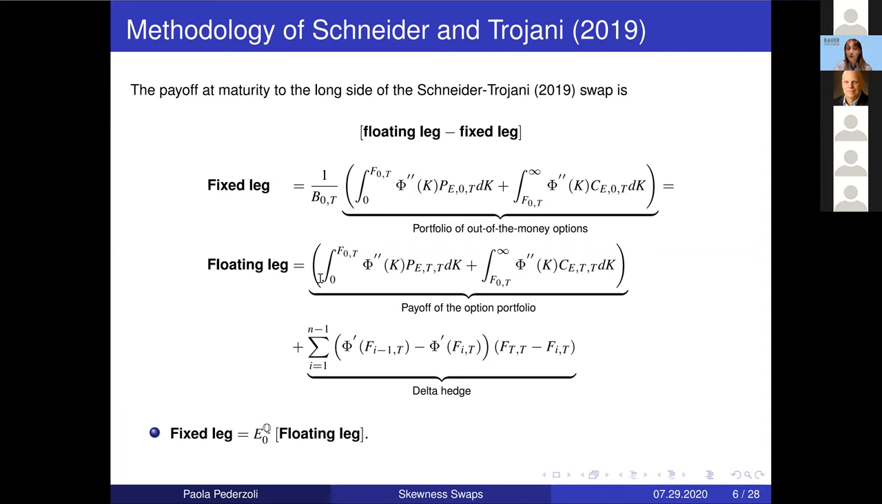And then the floating leg is realized at maturity, and is equal to the payoff of the same option portfolio plus a delta hedge in the underlying forward. So the swap has zero market value at entry, because the fixed leg is equal to the risk-neutral expectation of the floating leg. Here phi is extremely important, because I can choose phi in a different way if I want to trade skewness or variance. With this setting, you can trade every Bregman divergence, and variance and skewness are special types of these divergences.